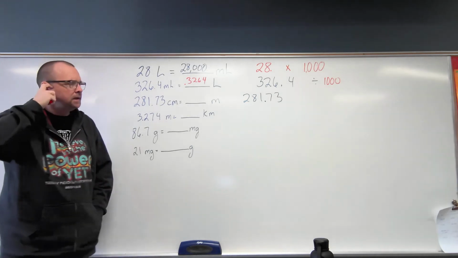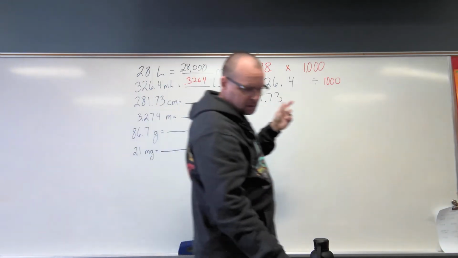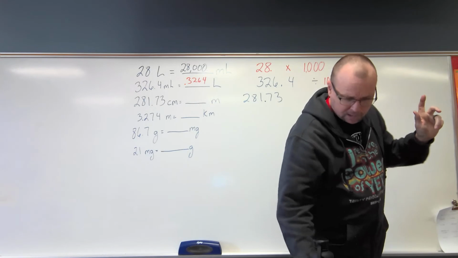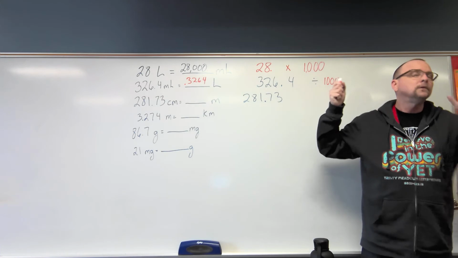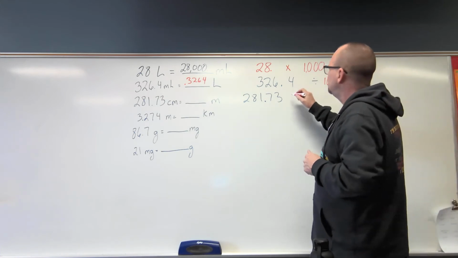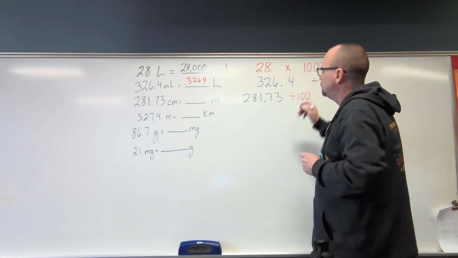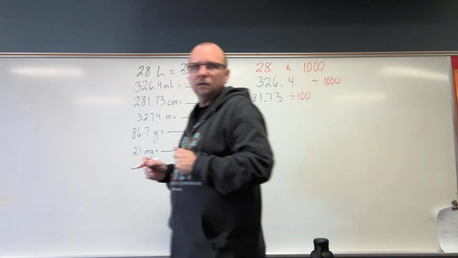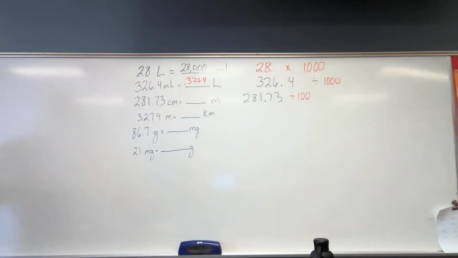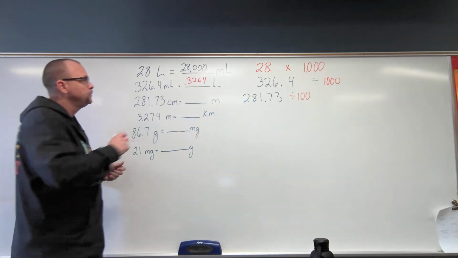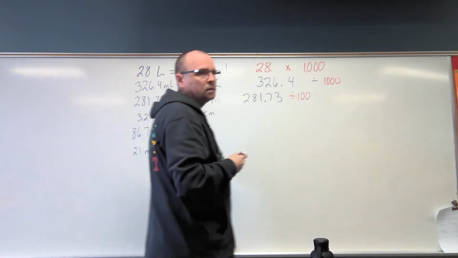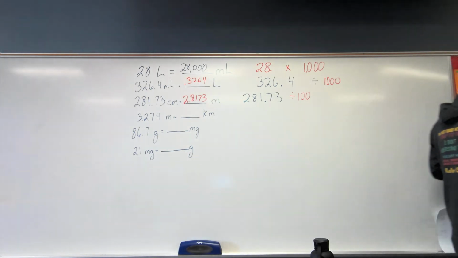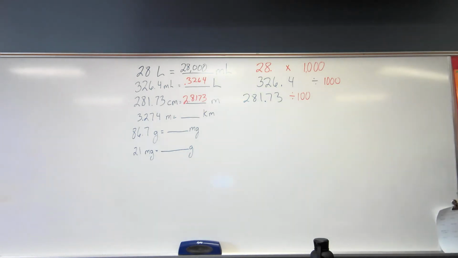0.2. Oh, wait a minute. I didn't ask this question, did I? Okay, sorry, you might be right here. Aiden, how many centimeters in a meter? 100. So you're right. You were right. My bad. 100. DJ, what's my answer? 2.8173. Good. 2 and 8,173 10,000ths.